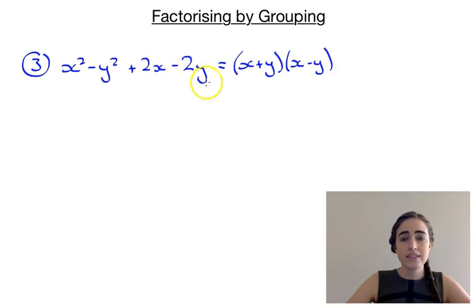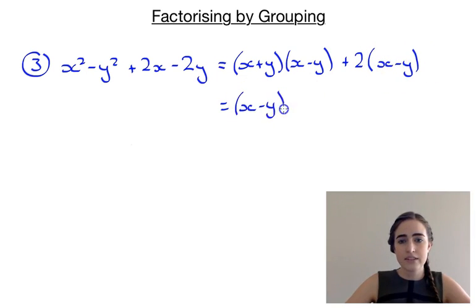And then we can look at these second 2 terms and see that they have a common factor of 2. So we'll pull out 2 and we'll be left with x minus y. So now looking at the 2 terms, they both have a common factor of this x minus y. So that's what we'll pull out as our common factor. And what we're left with is this x plus y and plus 2. So we'll have x plus y plus 2.